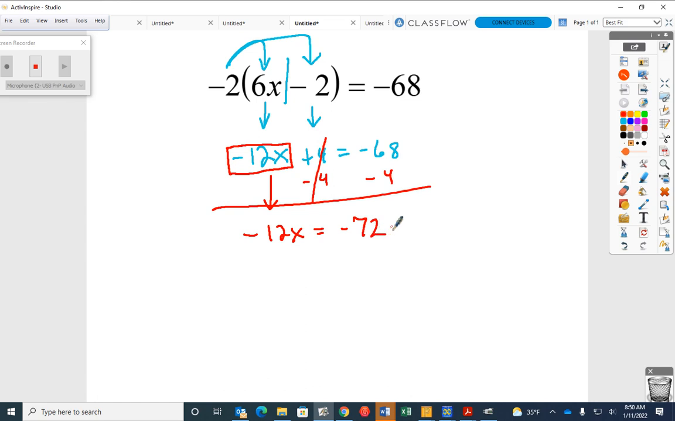And so what I'm going to do next is divide each side, because negative 12x means multiplication, right? Can I just add 12 to undo that? No, because the only way to undo multiplication is to do what? Division. So we're going to divide both sides by negative 12. Negative divided by negative would give me a what? Positive. What's 72 divided by 12? Six. Yes, six. Okay, so our answer would be x equals 6.